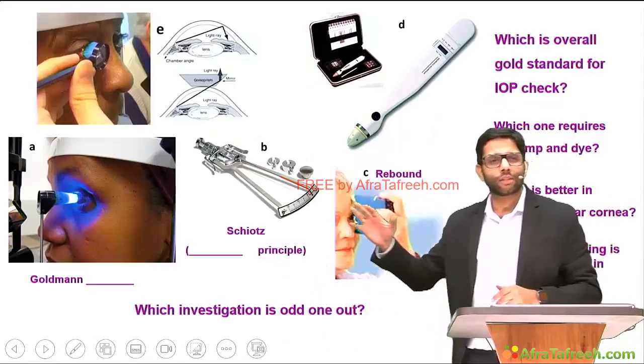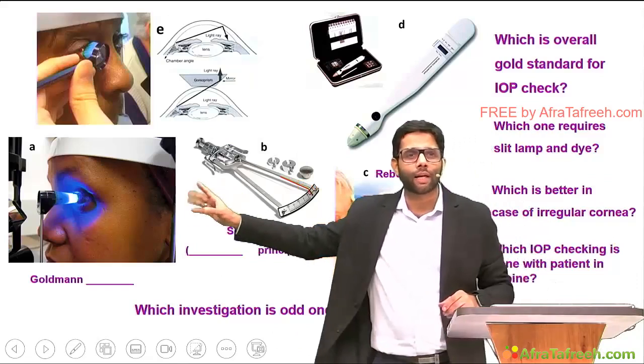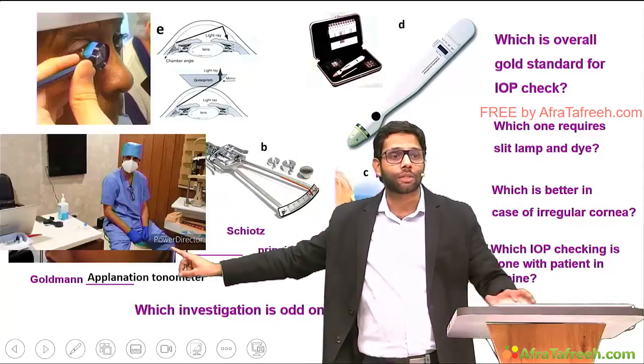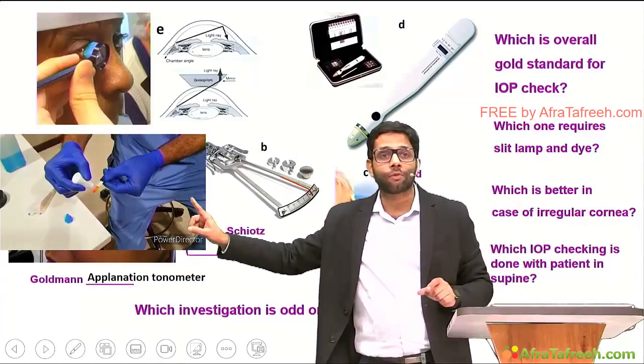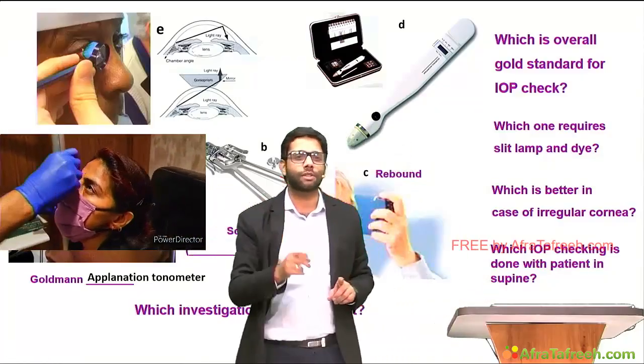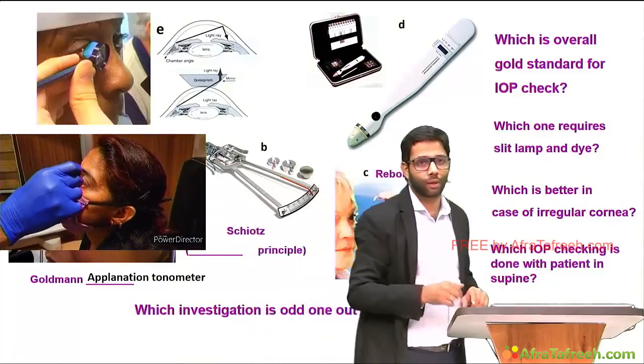So let us see all these investigations. The first one, blue light. What is this contact procedure? It is a Goldmann applanation tonometer. Applanation is the principle. What am I doing? It is using a fluorescein orange dye, and whenever orange dye is used, which light from the slit lamp is required? Cobalt blue light is used.